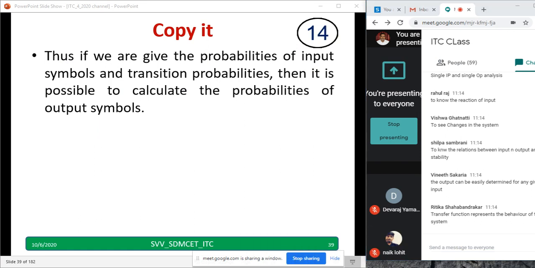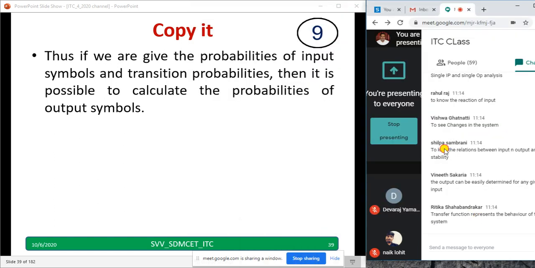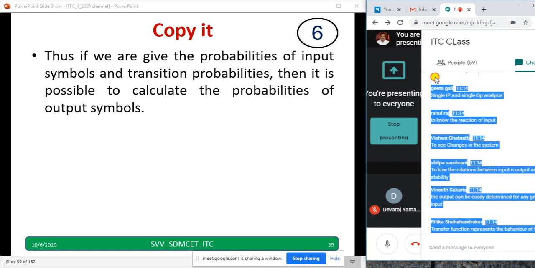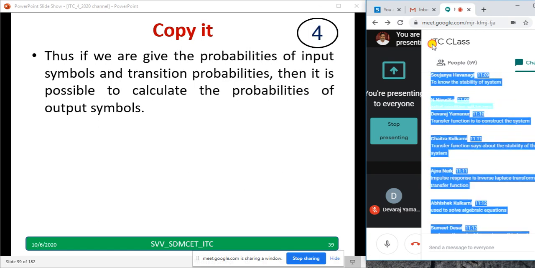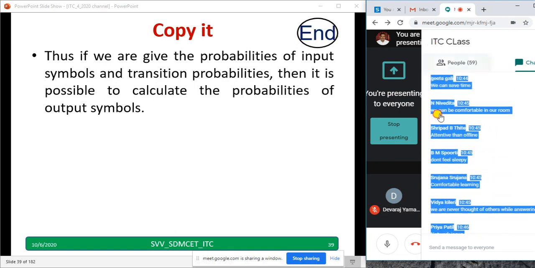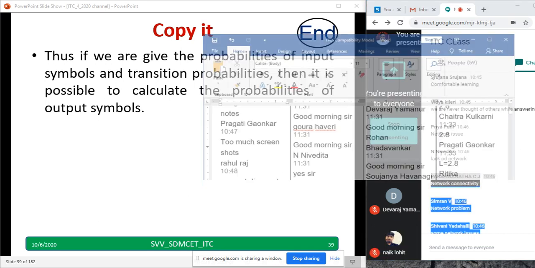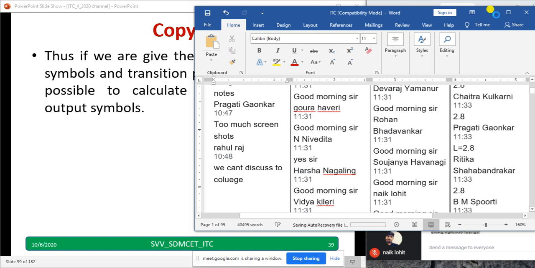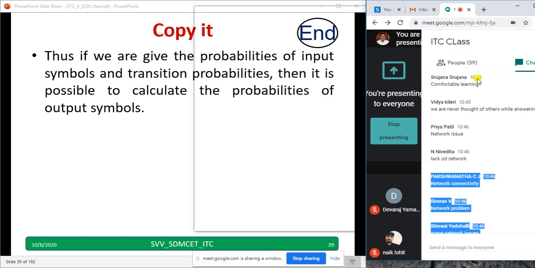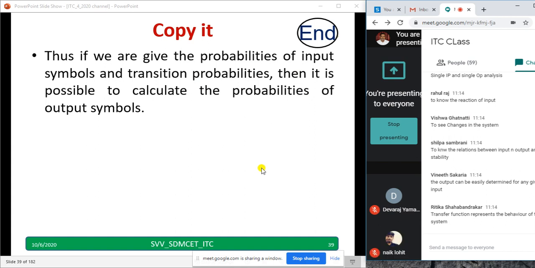Anybody? I'll give another 15 seconds. Till that time, I'll copy all the content, whatever you have typed so far. I'll take another few seconds. Now let me finish this copying work and I'll give the time now. Yeah, I'll see the chat box now. If somebody has typed, well and good, otherwise we'll go to the next. Nobody has typed anything. So nice.